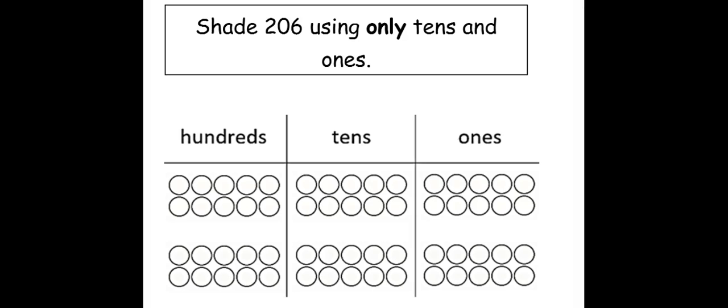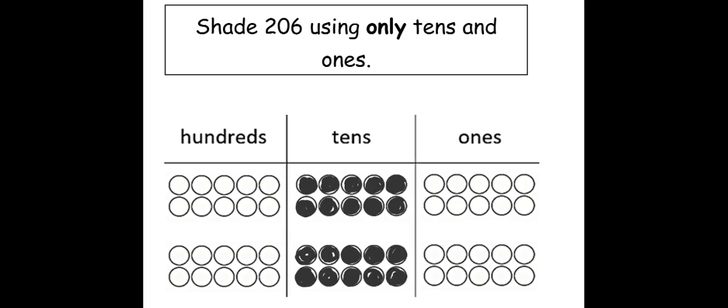Here's another example. In this problem, we're looking at the number 206. Normally, we could represent this by shading in 2 hundreds and 6 ones, but the directions say to shade 206 using only tens and ones. Well, I know that it takes 10 tens to make 100. So if I have 200, that means I'm going to have to shade in 20 tens. So I will shade in 20 discs in the tens column.